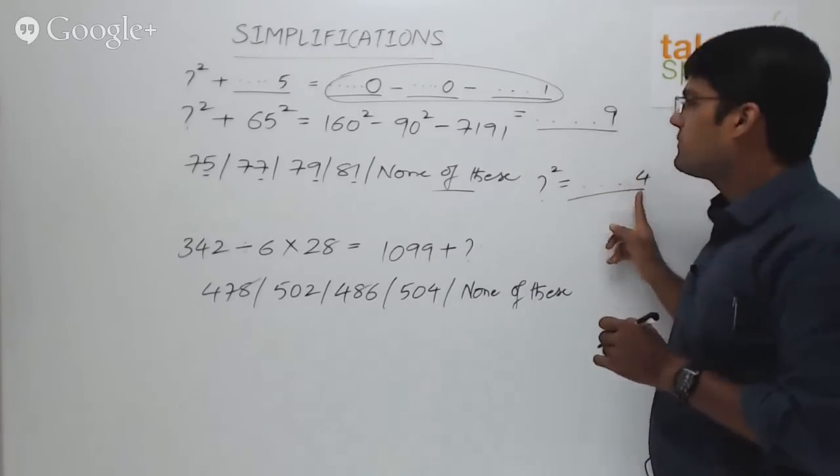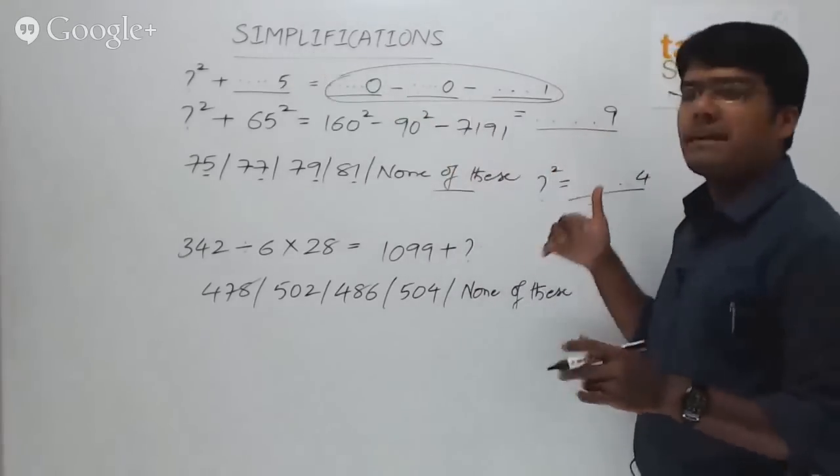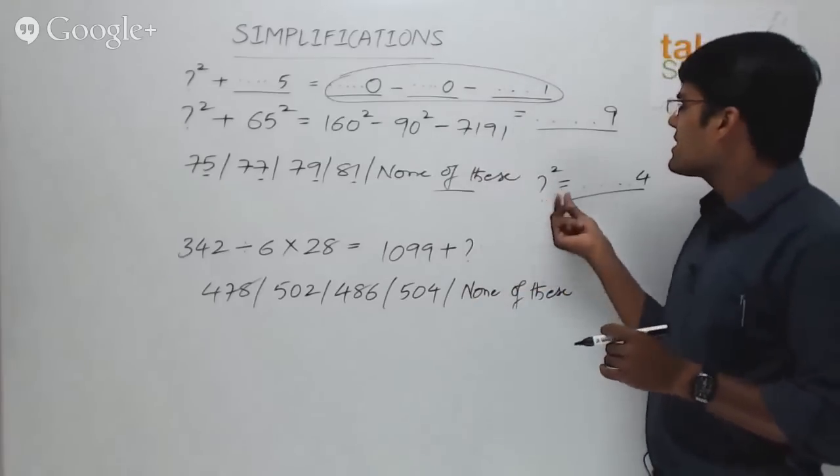Are you able to follow? This 4 plus that 5 will make it 9. Balanced on both the sides. Question mark square ends in 4.